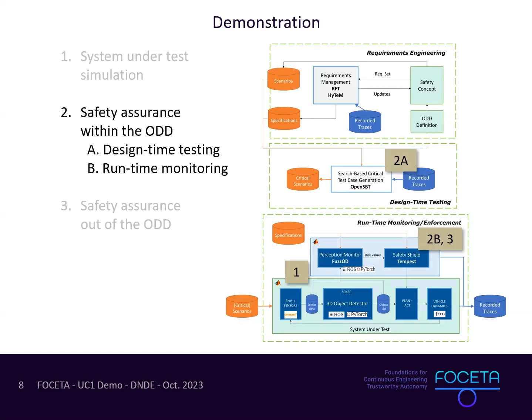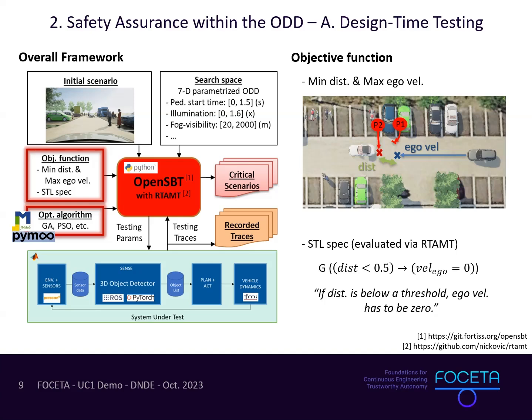For safety assurance within the ODD, I'll first talk about design time testing and then runtime monitoring. In our use case, we employ a Python-based framework OpenSVT developed in FOCETA. Recall that we have the scenario setting and the 7-dimension ODD as well as the system under test. The strategy we are taking here is to define an objective function and use an optimization algorithm to find critical scenarios more efficiently. Two examples of objective functions are given on the right.